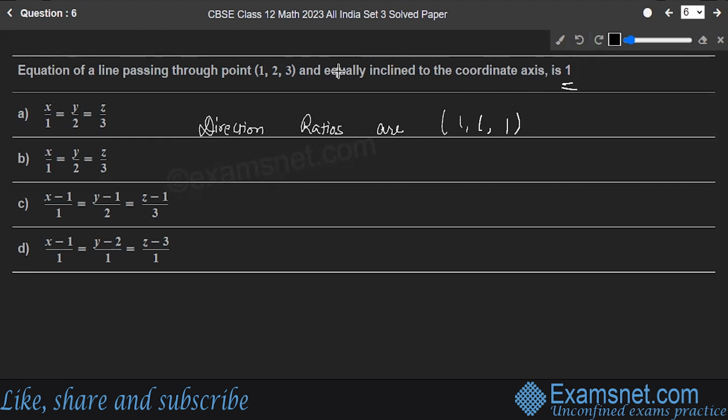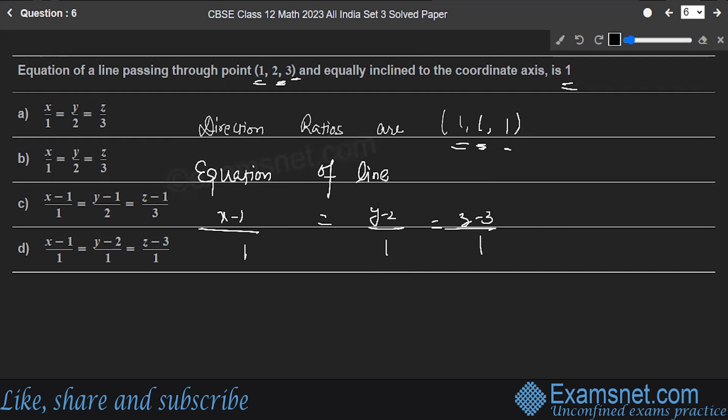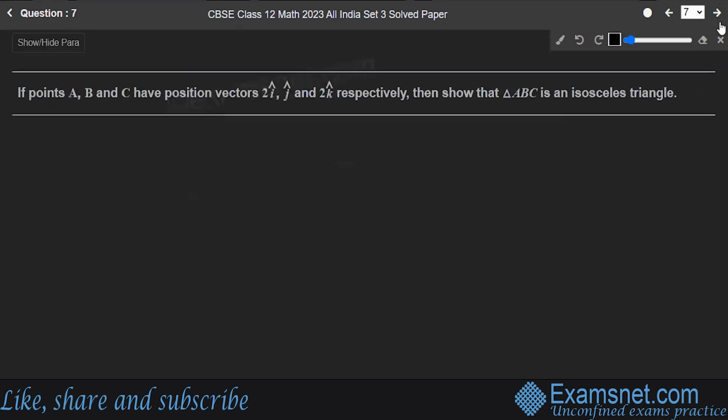Yeah, equation of the line which is passing through the point 1, 2, 3 equally inclined to the coordinate axis. So now you have to find the equation of the line. So equation of line will be given by (x minus 1) upon 1, (y minus 2) upon 1, and (z minus 3) upon 1. That's it. This matches your option D. Hope you got that. Next is question number 7.